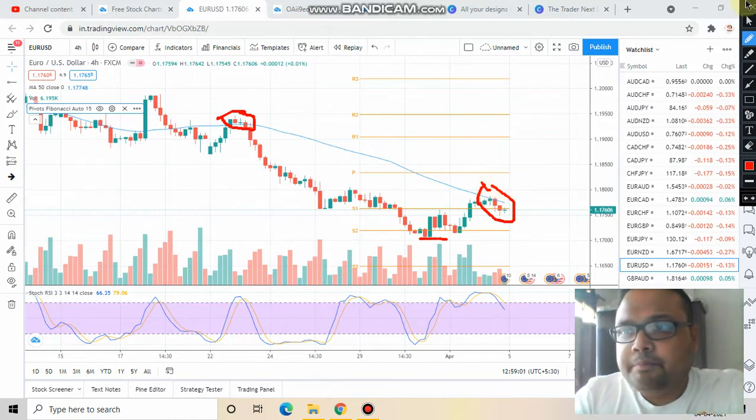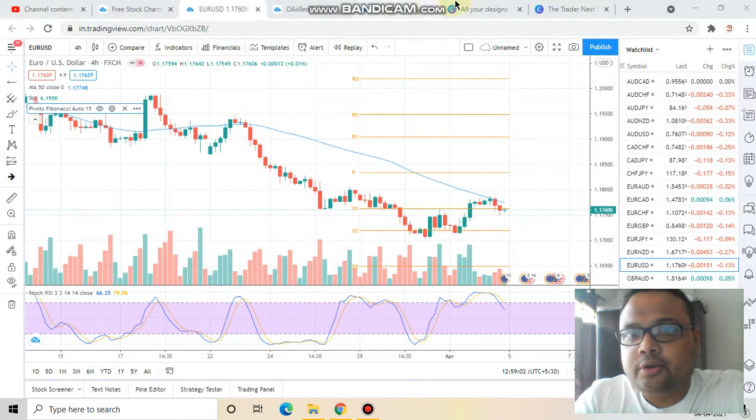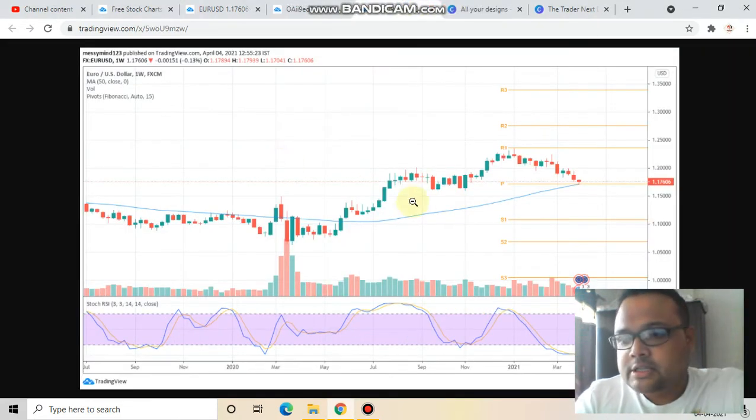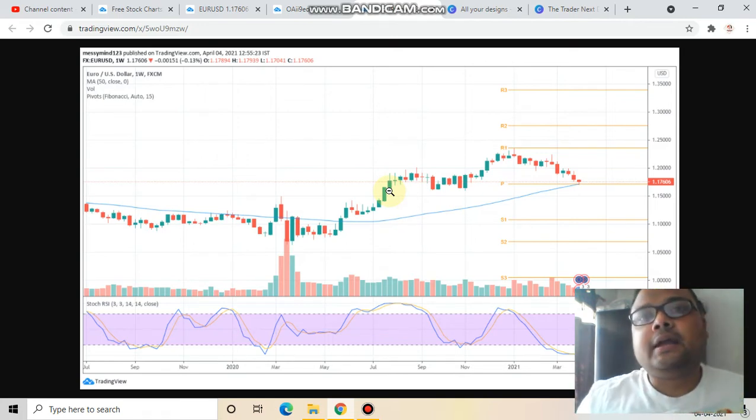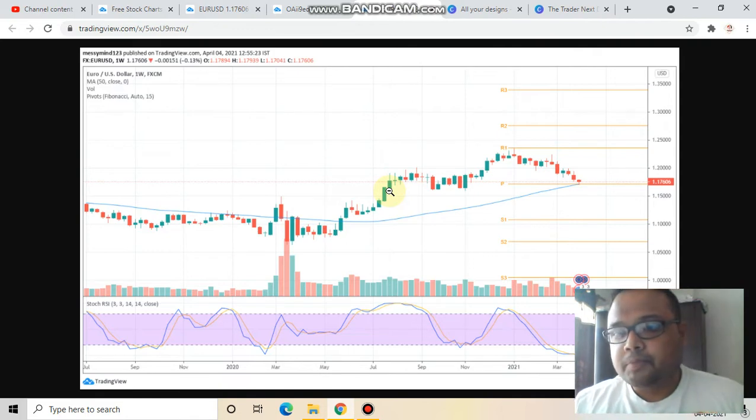So to get a clear picture, let's jump to the weekly time frame. This is the weekly chart of Euro USD. As you all know, the weekly chart is important because we need to understand the footprints of the big players. This is a bitter fact of the market: traders like you and me do not determine the direction. The big players determine the direction and we must know their footprints.